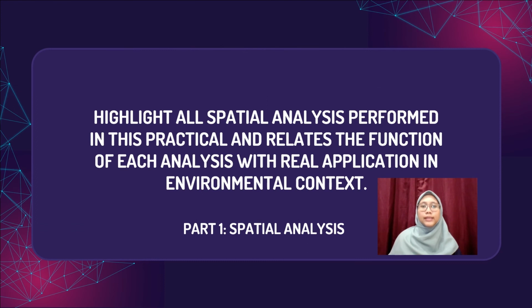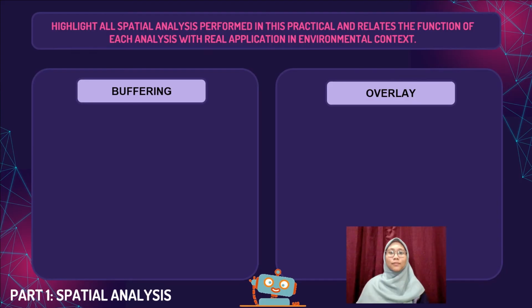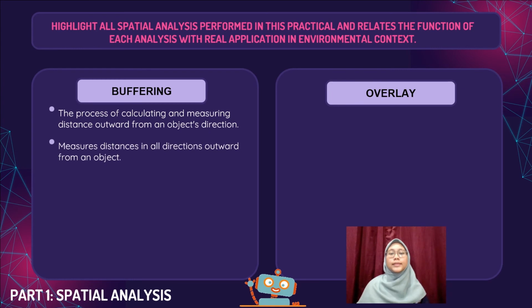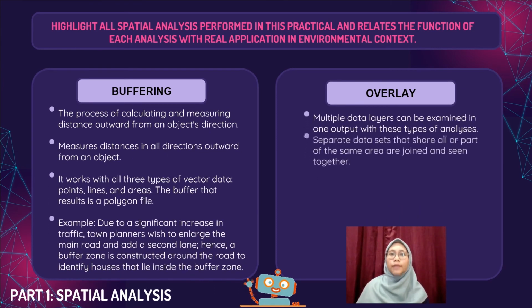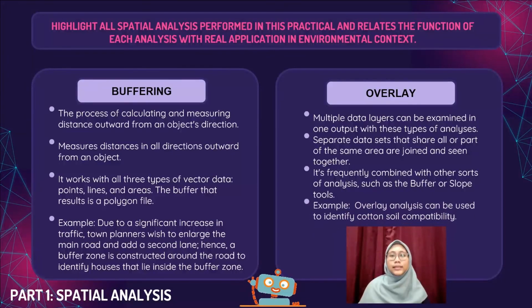Highlight all spatial analysis performed in this practical and relate the function of each analysis with real application in an environmental context. First is buffering. Buffering is the process of calculating and measuring distance outwards from an object, and it measures distance in all directions outward from an object. It works with all three types of vector data, which are point, line, and areas. And the buffer that results is a polygon file.